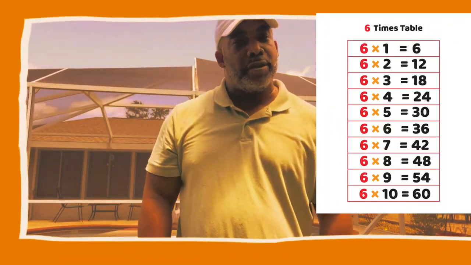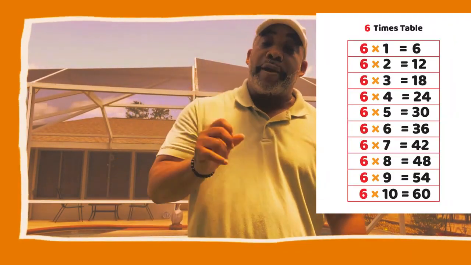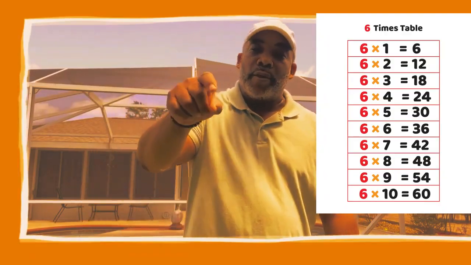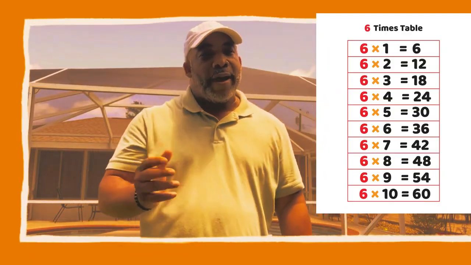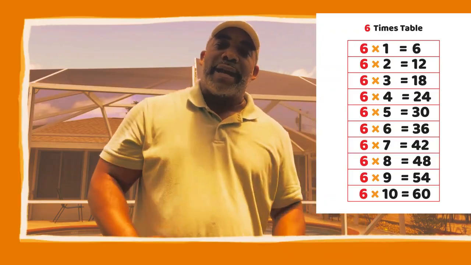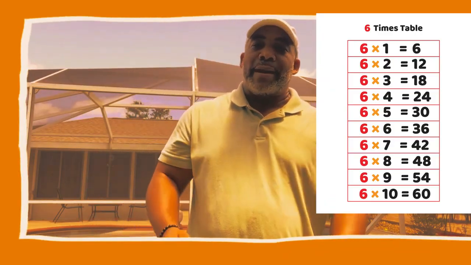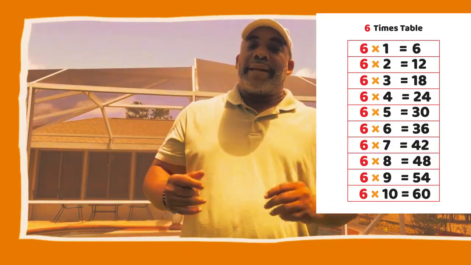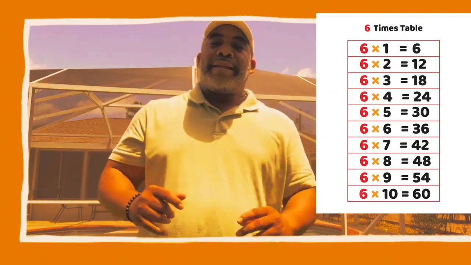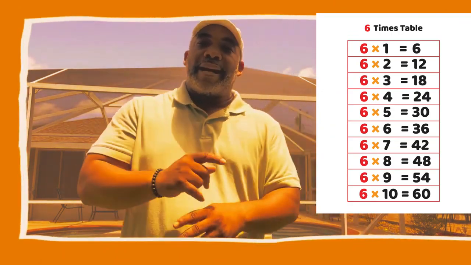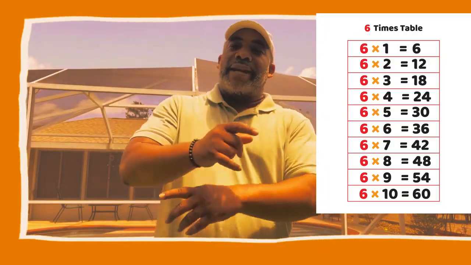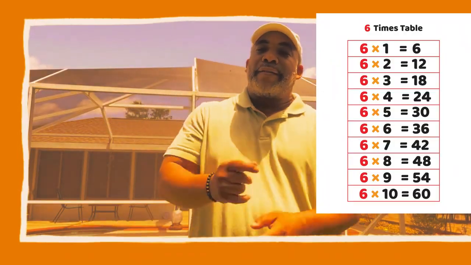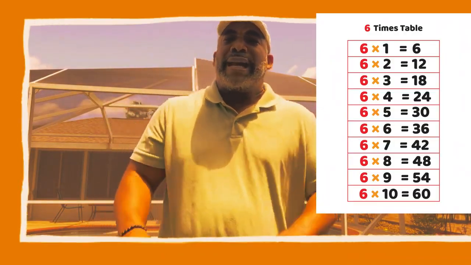2 times 6, double it. That's 12. 3 times 6 is 18. 4 times 6 is 24. 5 times 6 is 30. 6 times 6 is 36. 7 times 6 is 42. 8 times 6 is 48. 9 times 6 is 54. 10 times 6 is 60. 11 times 6 is 66. 12 times 6 is 72. And that's your 6 times tables.